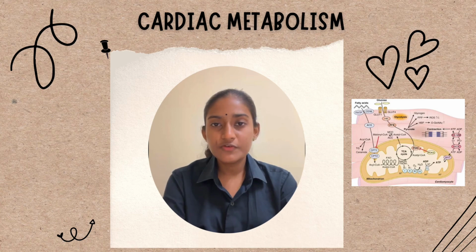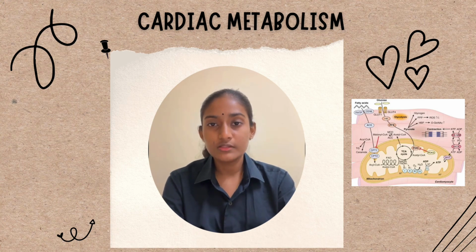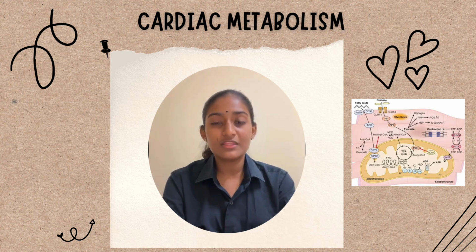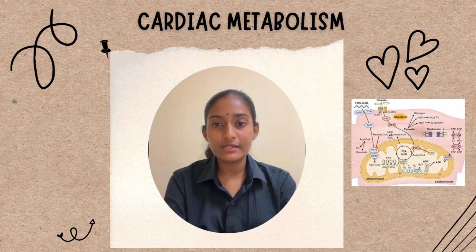Cardiac metabolism refers to the biochemical process that occurs in the heart to generate energy for its function. The heart primarily relies on aerobic metabolism, using oxygen to produce energy through the oxidation of nutrients. Key substrates include fatty acids, glucose, and lactate. During normal conditions, the heart prefers fatty acids as its main source of energy. These are oxidized through a series of reactions in the mitochondria, producing adenosine triphosphate, ATP, the energy currency of the cells.